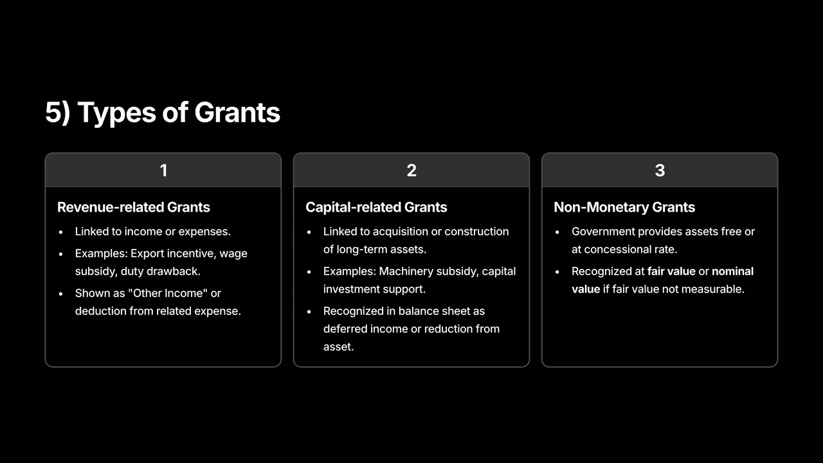B. Capital-related grants. These relate to acquiring or constructing long-term assets. Say machinery or buildings. Here, you can either record the grant as deferred income or deduct it from the asset cost. C. Non-monetary grants. These occur when the government gives assets, like land or equipment, at little or no cost. You record such assets at fair value or at a nominal value if fair value can't be measured. Each type follows the same matching idea: income over benefit period.